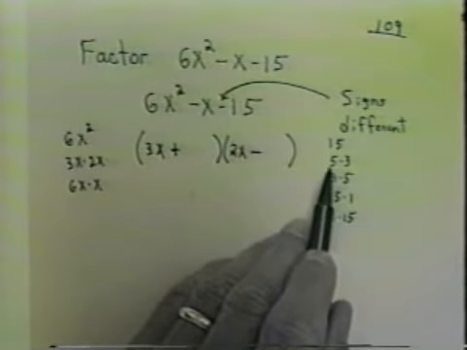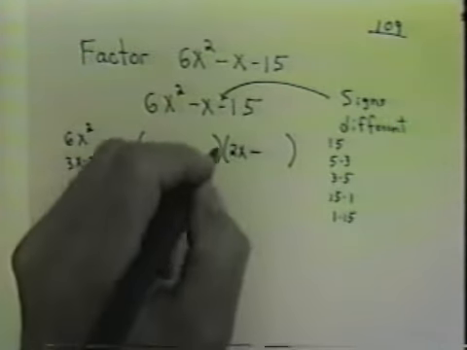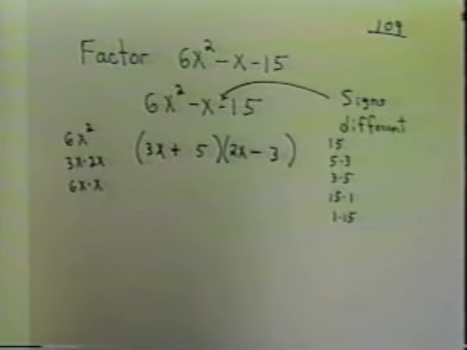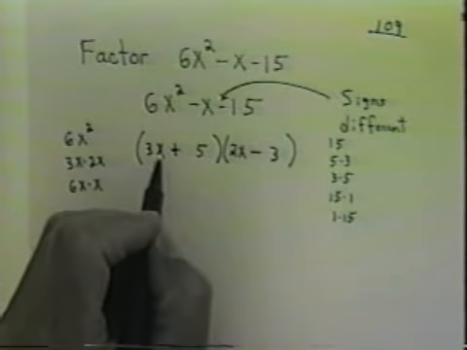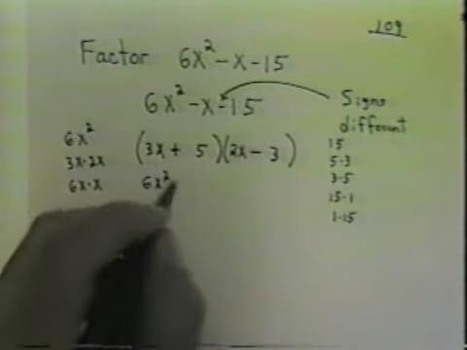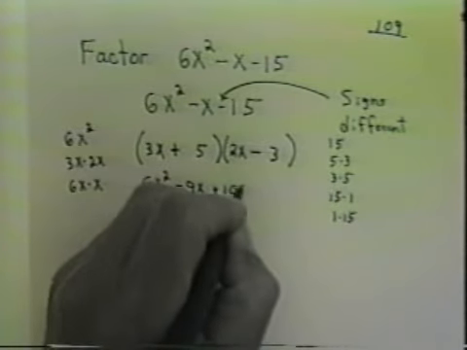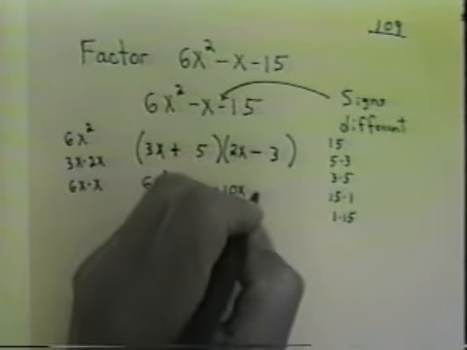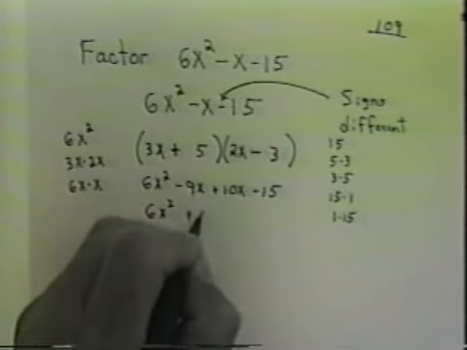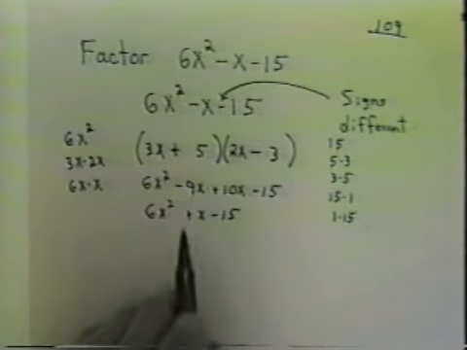Now I need to make a guess over here. Well, what do we want to guess? Well, I've been starting with the first one, so let's guess 5 and 3. Now let's check. 3x times 2x is 6x squared. 3x times a negative 3 is a negative 9x. 5 times 2x is 10x. 5 times a negative 3 is a negative 15. Or I get 6x squared plus x minus 15. It doesn't check. I have the sign difference.